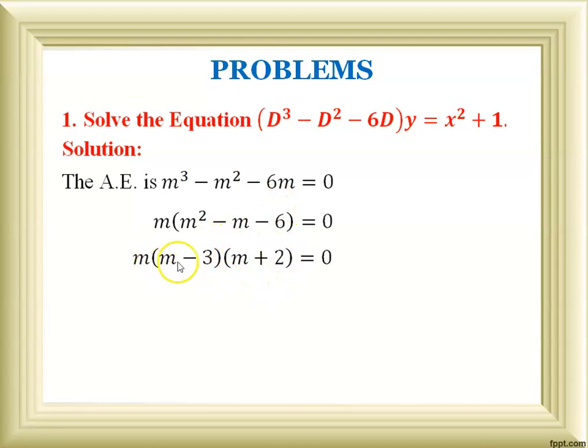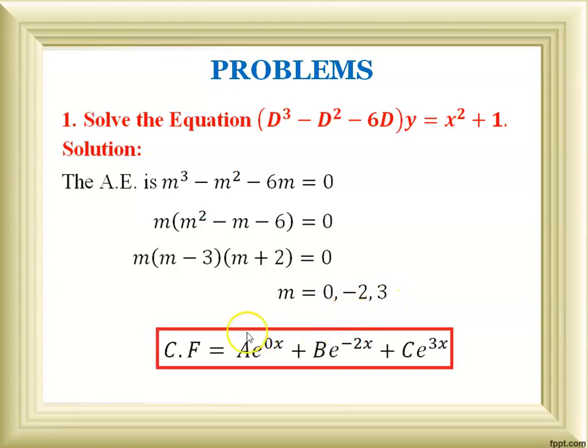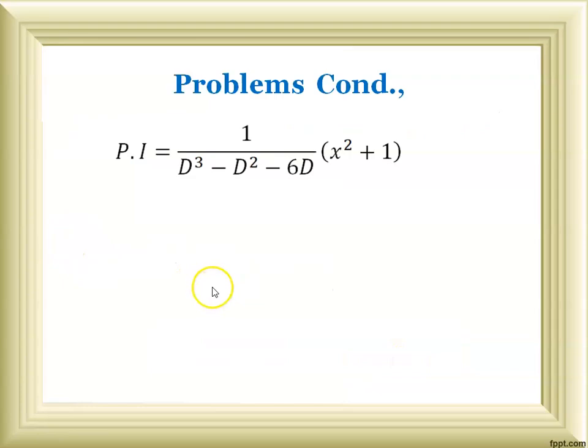I equate each factor individually to 0. I get the roots m is equal to 0, minus 2, 3. Here all three roots are real as well as distinct. Everything is different. Therefore, the complementary function is a into e power 0x plus b into e power minus 2x plus c into e power 3x. So let us move on to the particular integral.